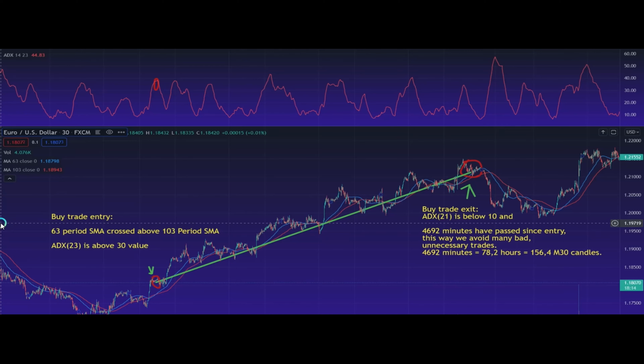Now this strategy uses three indicators: ADX, CCI, and simple moving averages. In my previous video, I already talked about CCI, so I won't go into further detail on this indicator. ADX is basically an indicator that measures the strength of the trend. So basically, when the ADX is high, the trend is strong. Now, of course, it is relative what's high and what's not.